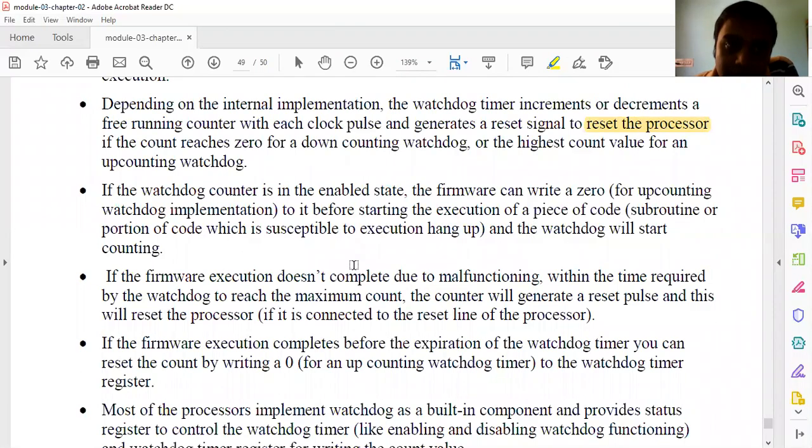Otherwise the processor may keep that count 0 and it may start increasing that, that is 0 1 2 3 up to 100. Sorry, up to 99.